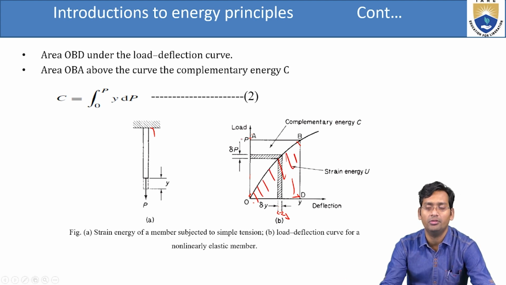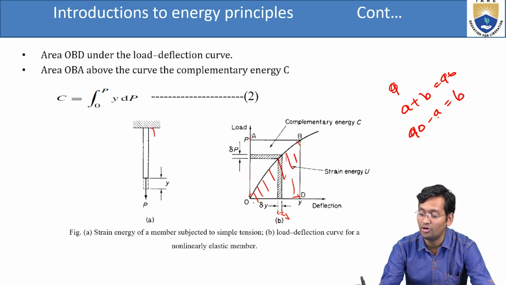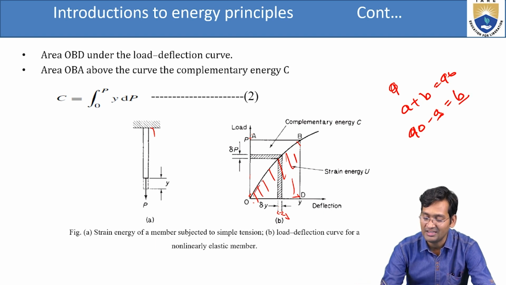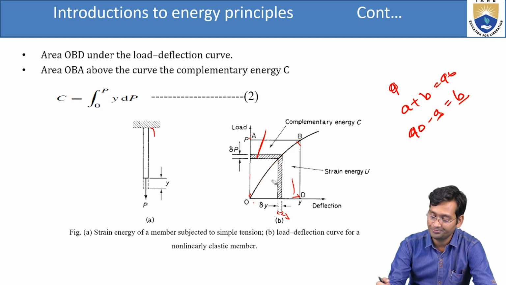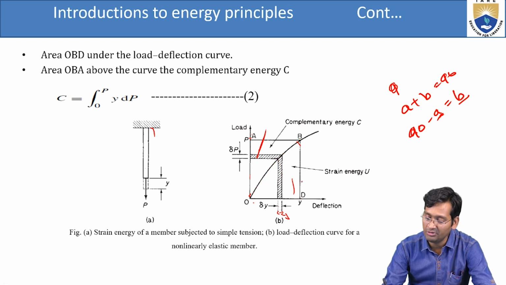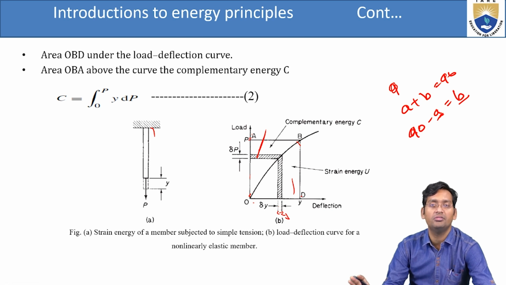The complementary energy. You know the sum of these two should be the energy and complementary energy, like if A plus B is 90 degrees, then 90 minus A is B. So we can say the complementary angle of A is B. So whatever is there total, minus this, if we subtract, the remaining will be the complementary energy C. So OBD will be the strain energy and OBA will be the complementary energy, and complementary energy is denoted by C.